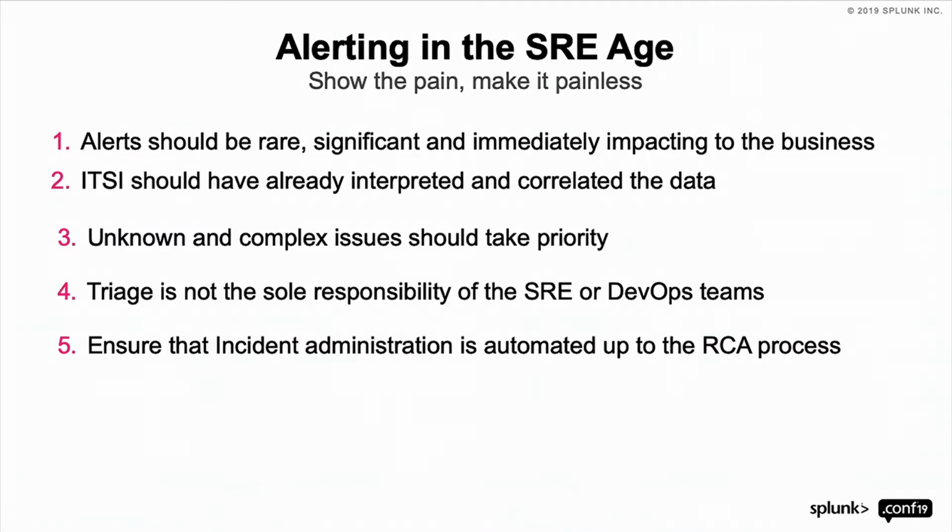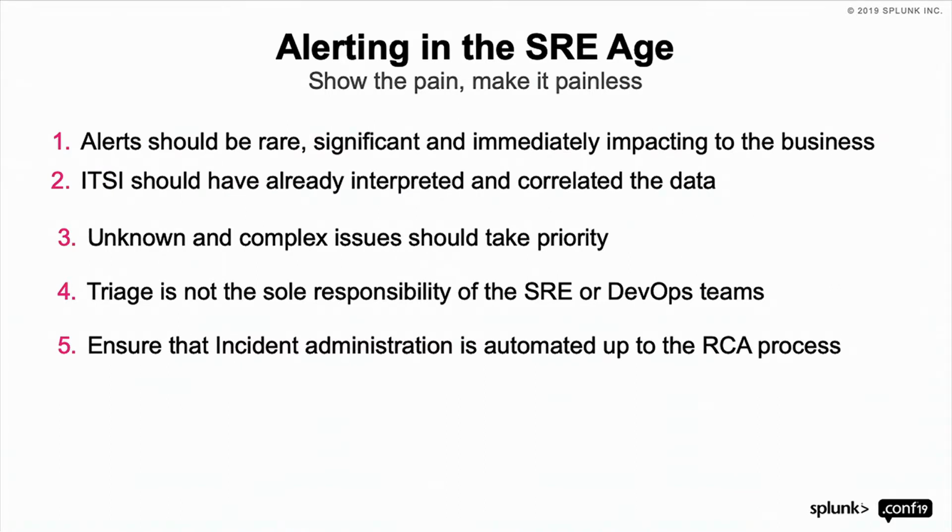ITSI should have already interpreted and correlated that data, so you should be getting information on what is being impacted by whom. Unknown and complex issues should always take priority. So if it's something that you've never seen before, if it's something that you don't have a playbook for, if it's something for a brand new service or a brand new KPI that you've never had an incident for in the past, those always go to the top of your priority list because those are usually the most impactful.